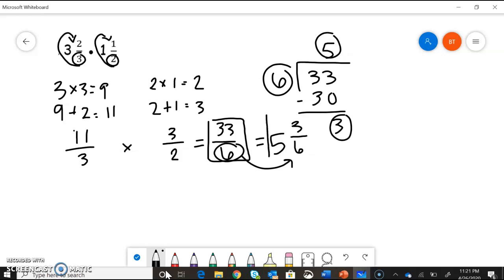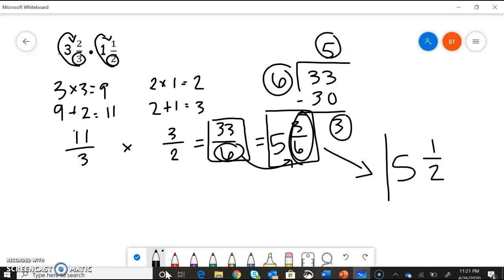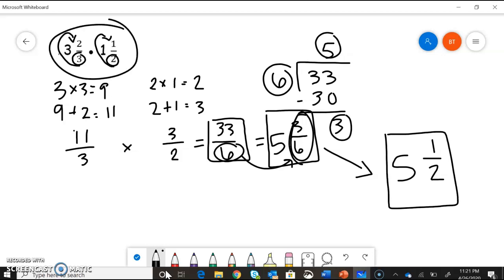But as you can see right here, it's still not simplified all the way because 3/6 can be simplified now into 1/2. So the answer for 3 and 2/3 times 1 and 1/2 should equal 5 1/2.